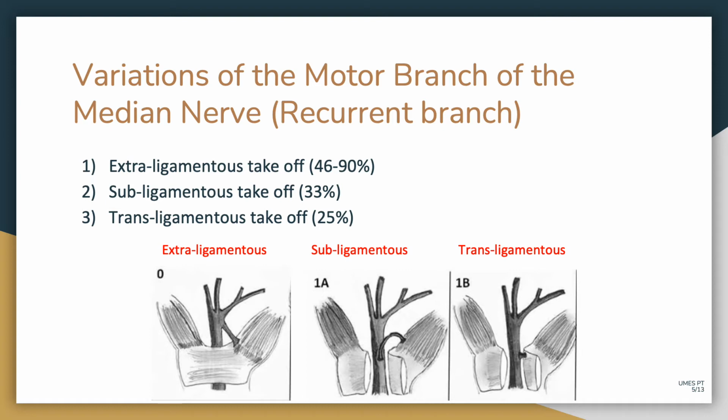And then in the middle picture, we have the subligamentous takeoff, which happens in about 33% of the population, in which the motor branch arises within the carpal tunnel. And then the last one we will be talking about is the transligamentous takeoff, which happens in about 25% of the population. And in this case, the motor branch pierces the transverse carpal ligament.